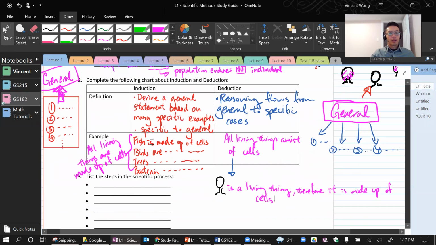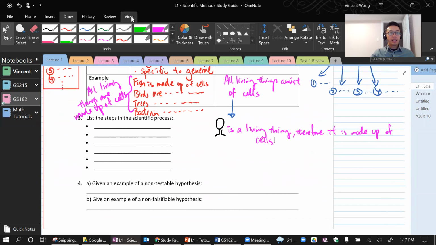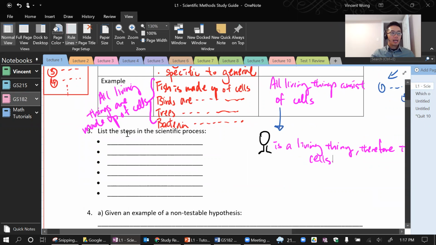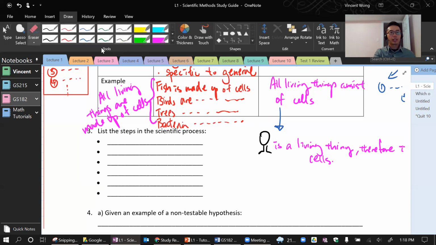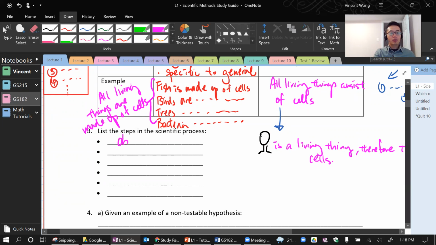Perfect. Okay, list the steps in the scientific process. So it's just the steps that are in the PowerPoint. I can write it down for you here quickly. We have observations. You're going to make many observations, either through measurements or through using your senses, and then you're going to ask questions.